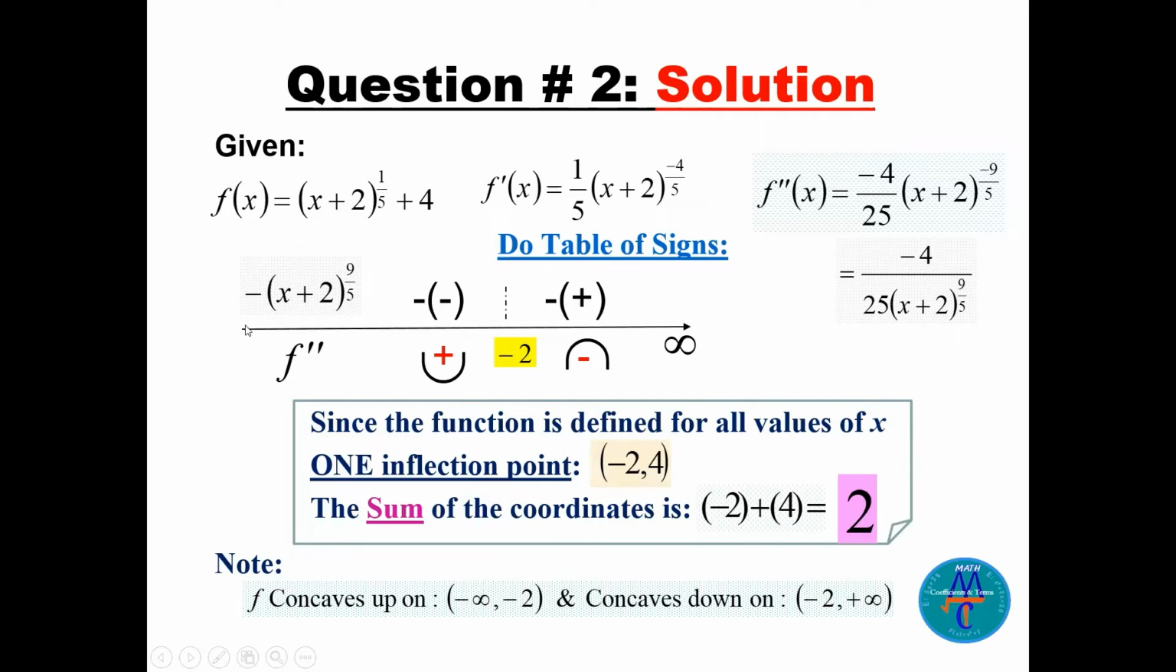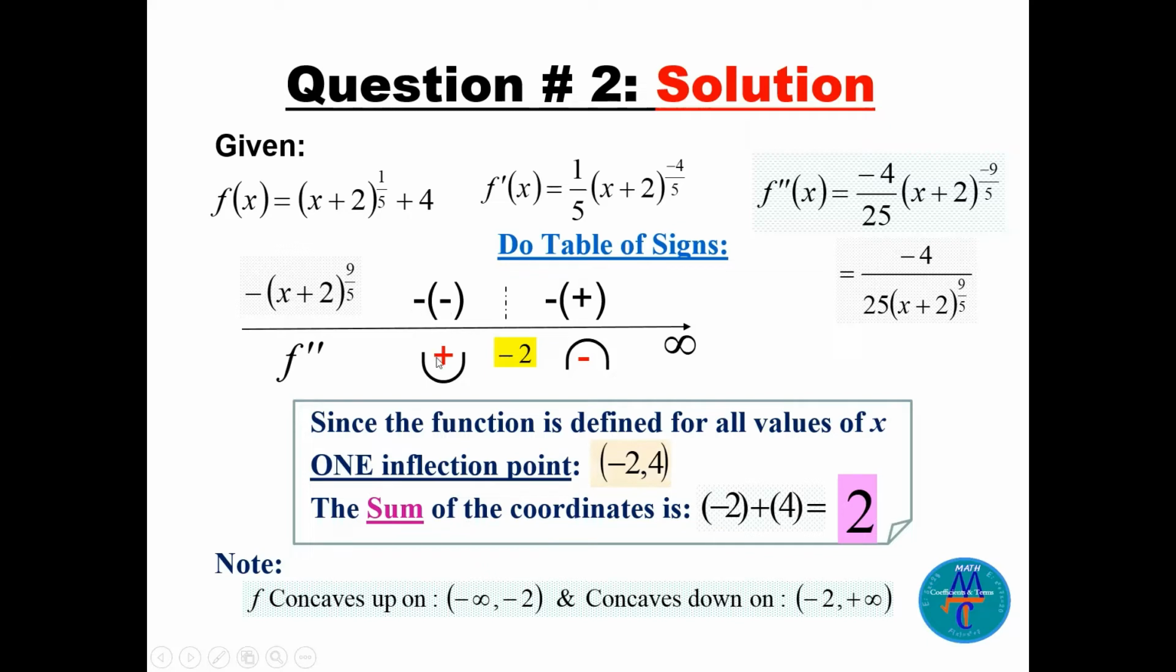So minus 2. Before minus 2, from minus infinity to minus 2, let's take a number, let's say minus 10. Minus 10 plus 2 will be a negative number. To the power 9 over 5, it's also a negative number, because this is the fifth root of minus 10 plus 2 to the power 9. So this is a negative number, and there is a minus outside.